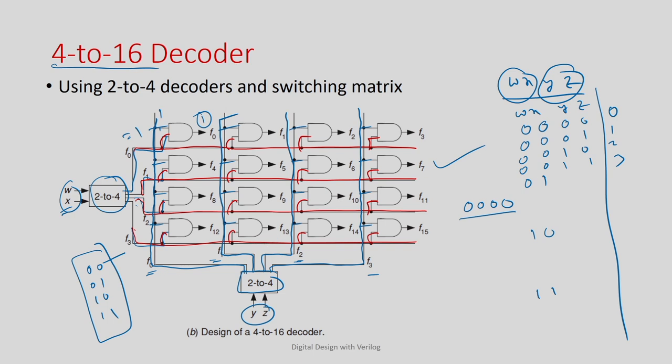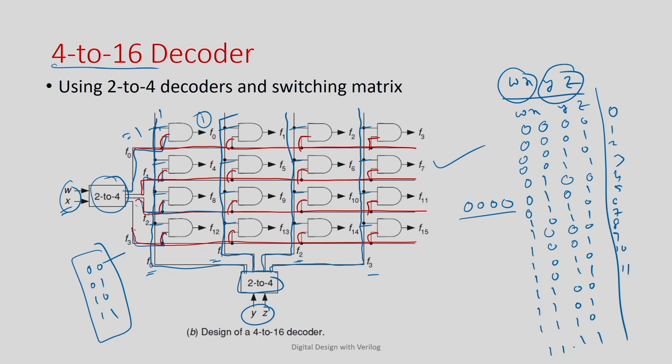In the next row, again I am connecting all F0 to F3 of YZ. So effectively it will give me all 4 combinations 00, 01, 10, 11, and in this case WX will be 01, so effectively it is 4, 5, 6, 7. Similarly, in the third row, WX value is 10, and again YZ value will vary over all possible cases, which is basically 8, 9, 10, 11. Similarly, in the fourth row, my YZ will vary from 00 to 11, and WX will remain 11. So this will be 12, 13, 14, 15.